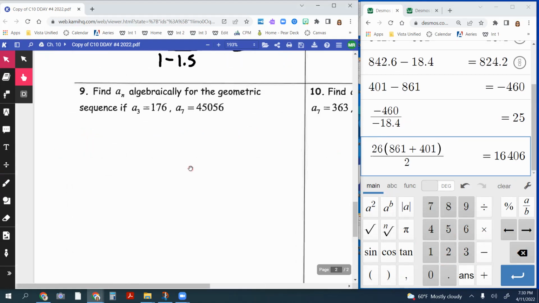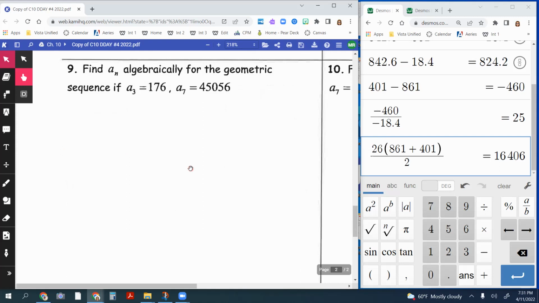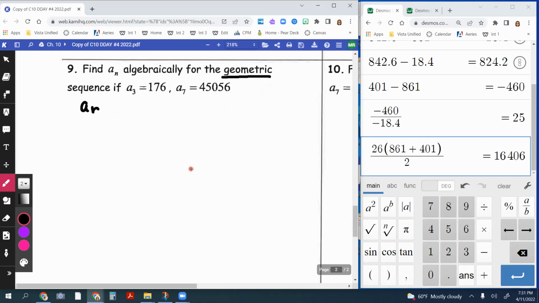Okay, on number 9. We want to find a sub n for this geometric. So again, a sub n is equal to a1 times r to the n minus 1, if you're starting with your first term. I'm not going to start with my first term. I'm going to start with my third. So my a sub n is going to start with 176 times r.